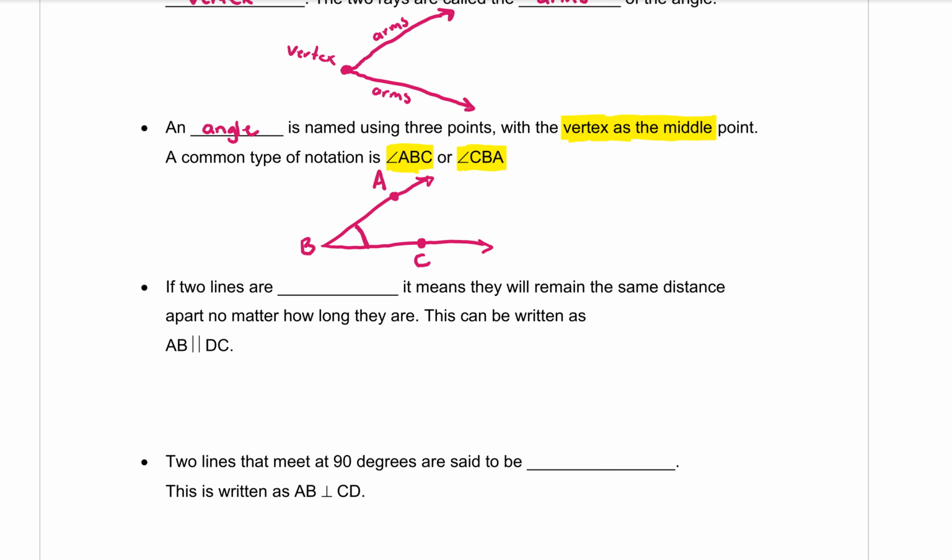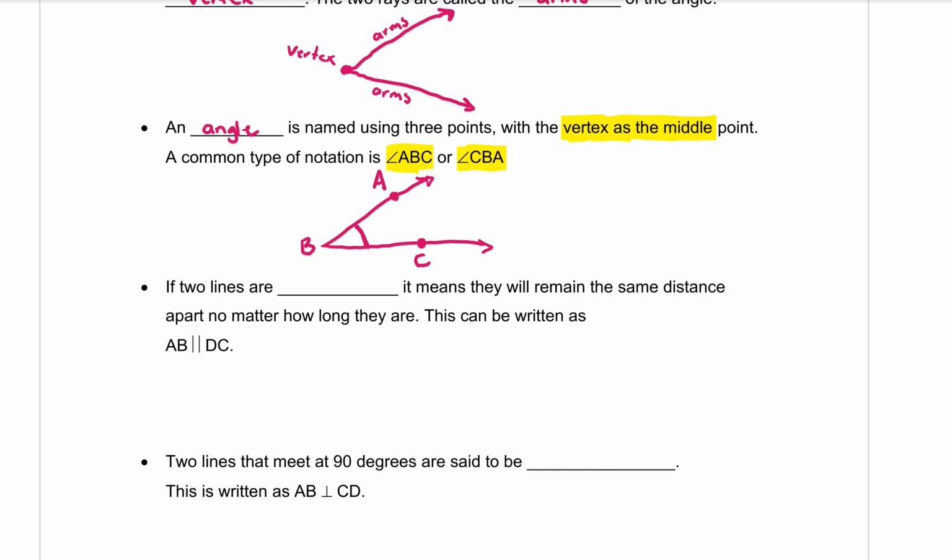So I use a little arc in there to say that that's the angle that I'm talking about. So you can see that I could label that angle ABC, or go in reverse, angle CBA. Either way is naming that angle.